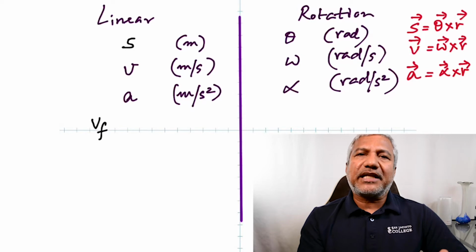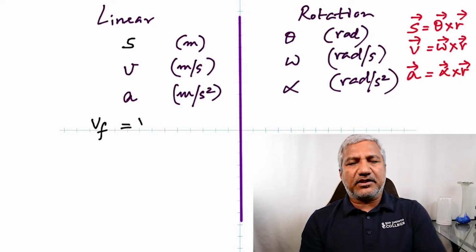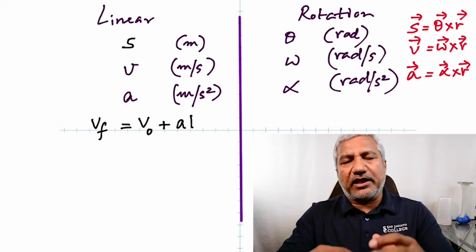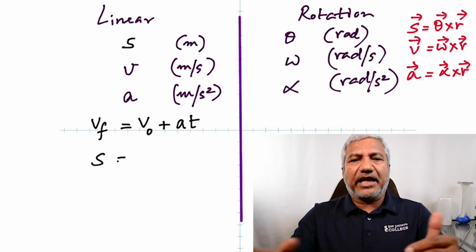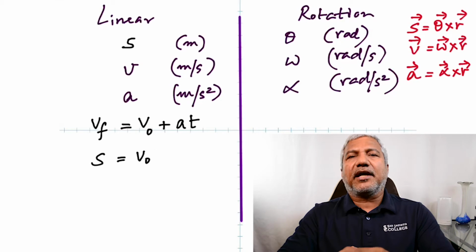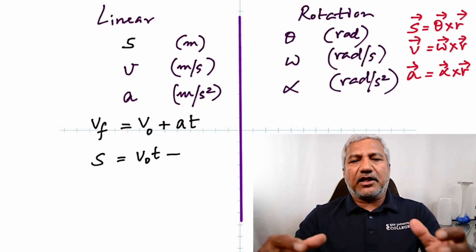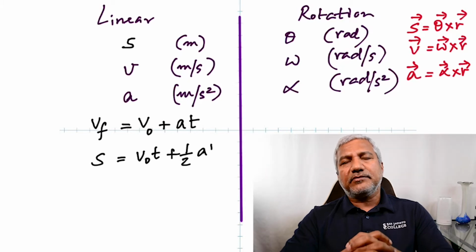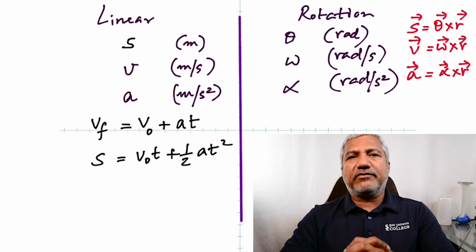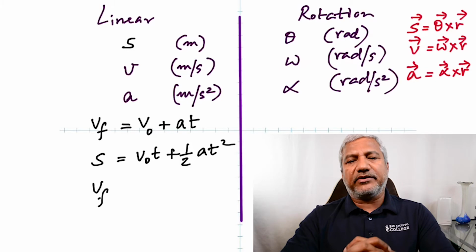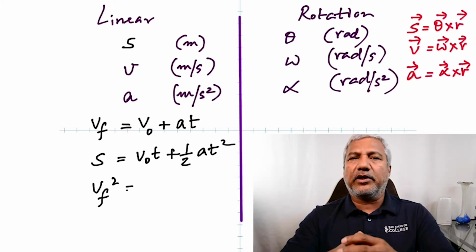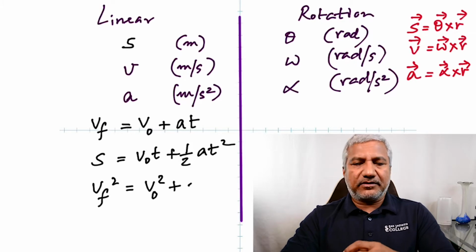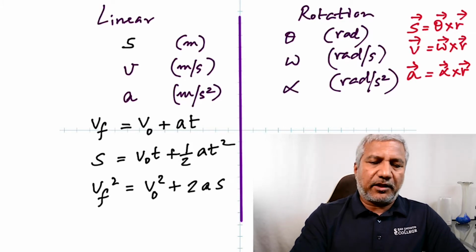And then we come to the kinematic equations. We have this equation, the fundamental one, where linear final velocity is equal to initial plus at. You also have S is equal to V naught t plus 1/2 at squared. Another one that we have is V final squared is equal to V initial squared plus 2a delta x. Let me speed that up a little bit.